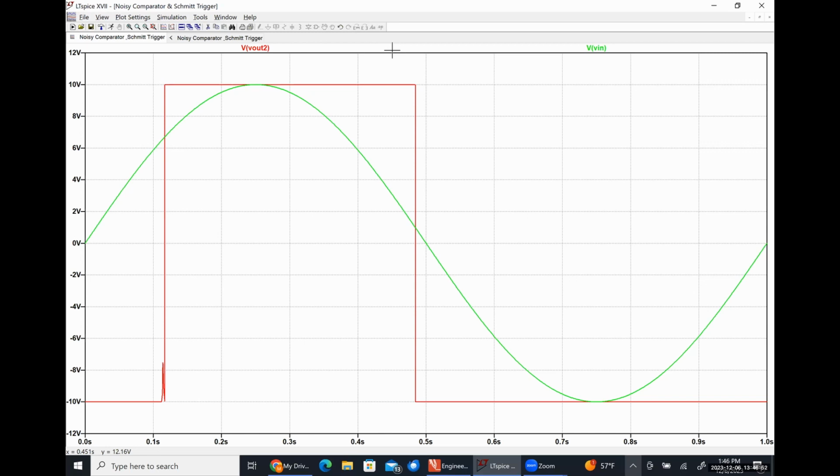I prefer to look at it as V in versus V out, as opposed to V in and V out versus time, because it's easier to understand what's going on when you look at it as V out versus V in. And you get that arguably nice hysteresis graph. Yep.